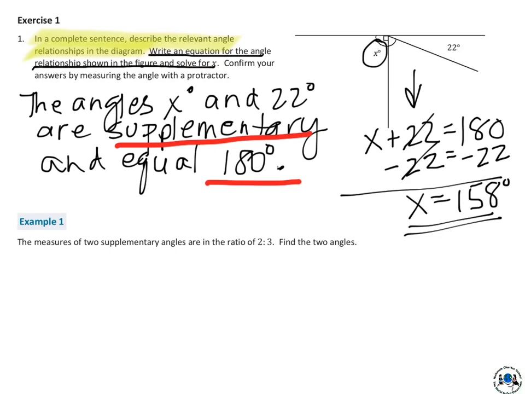So we know that this right here is 158 degrees. And they ask you to confirm your answer by measuring the angle with a protractor. You can go ahead and do that if you have your protractor handy. If you don't, not a big deal.